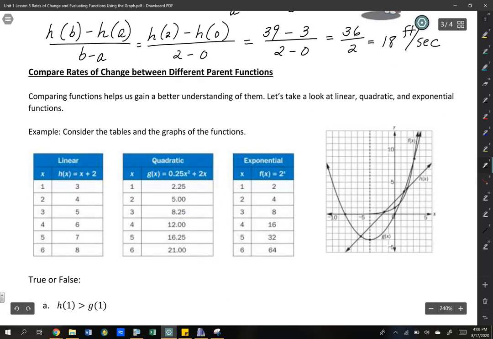All right, now we're going to compare rates of change between different parent functions. Comparing functions helps us gain a better understanding of them. Let's take a look at a linear, a quadratic, and an exponential. Just to make this graph a little easier to read, and you may want to do this on your paper, I'm going to highlight the linear in yellow. That's going to be my h of x graph. Then the next graph I have is the quadratic graph. I'll do that in blue, and that one is g of x.